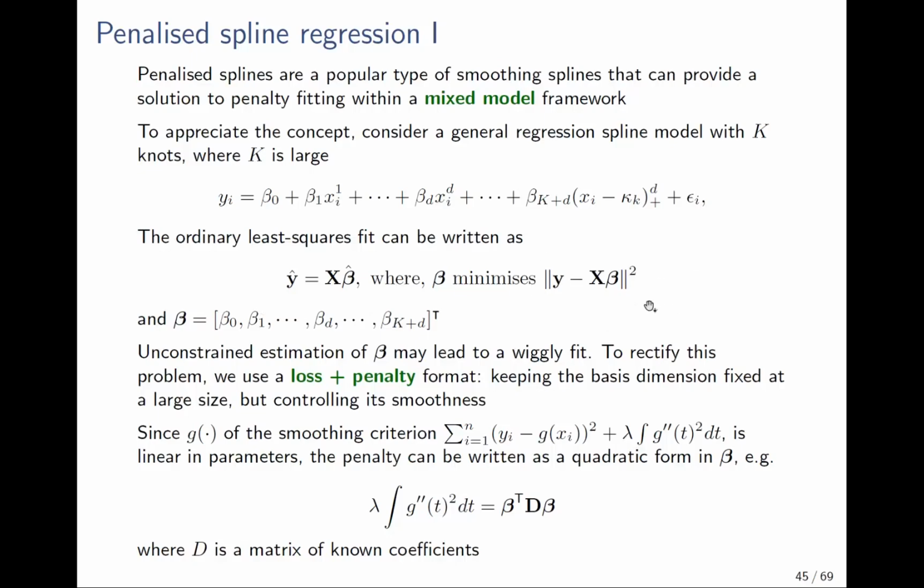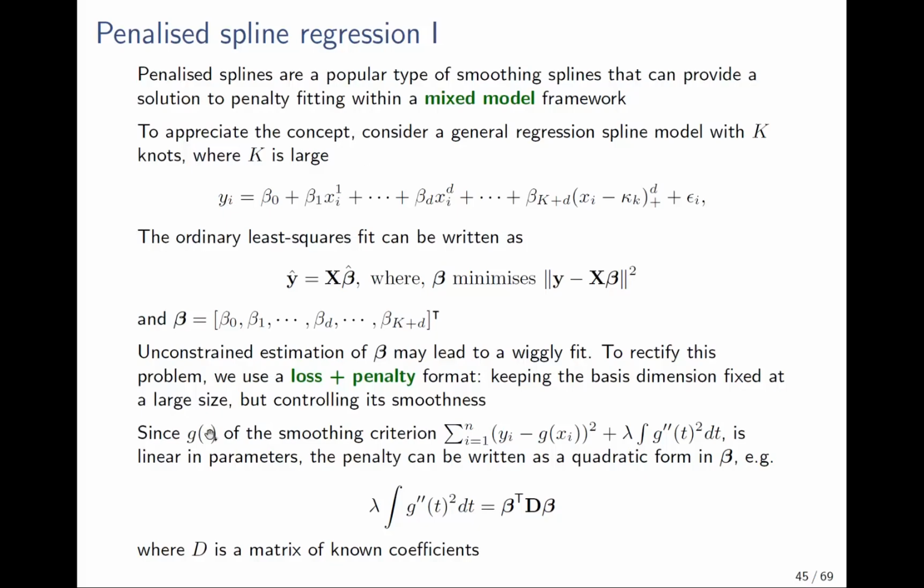We're going to minimize the usual expression, and that's going to give us our parameter vector. But unconstrained estimation of beta might lead to a wiggly fit, because we've got very high D and a very large number of K. To rectify this problem, we want to use a loss plus penalty format. So we're going to keep the basis dimension fixed at a large size, but we're going to control its smoothness.